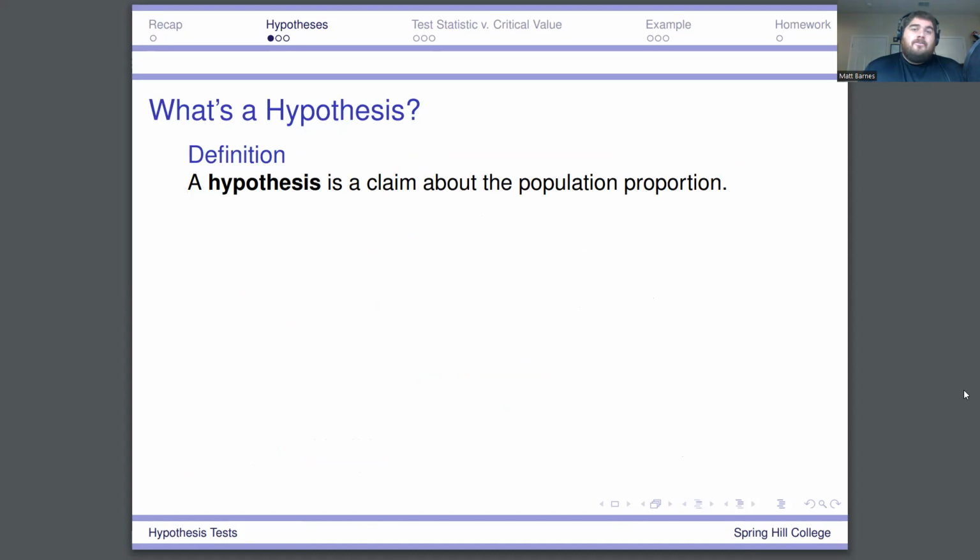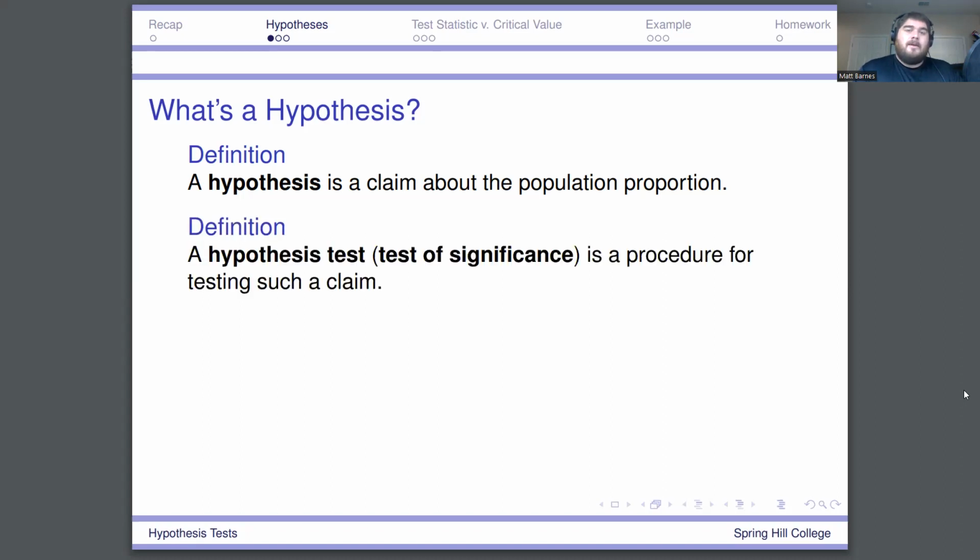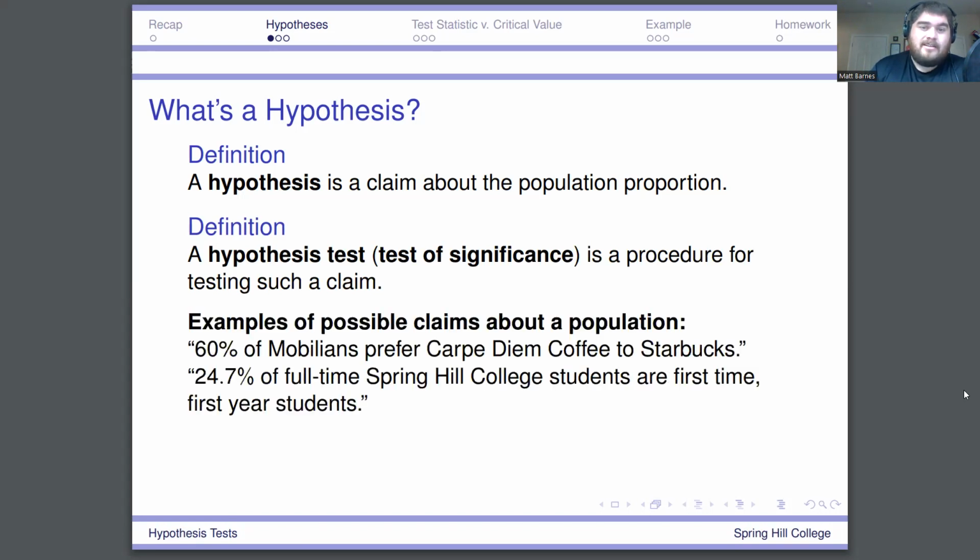So what we want to do is investigate a way that we can take these proportions, but then also figure out how good they are. In order to do that, we need to form a hypothesis, which is a claim about our population proportion. Then we're going to use what we call a hypothesis test to test whether or not we think that claim is valid.